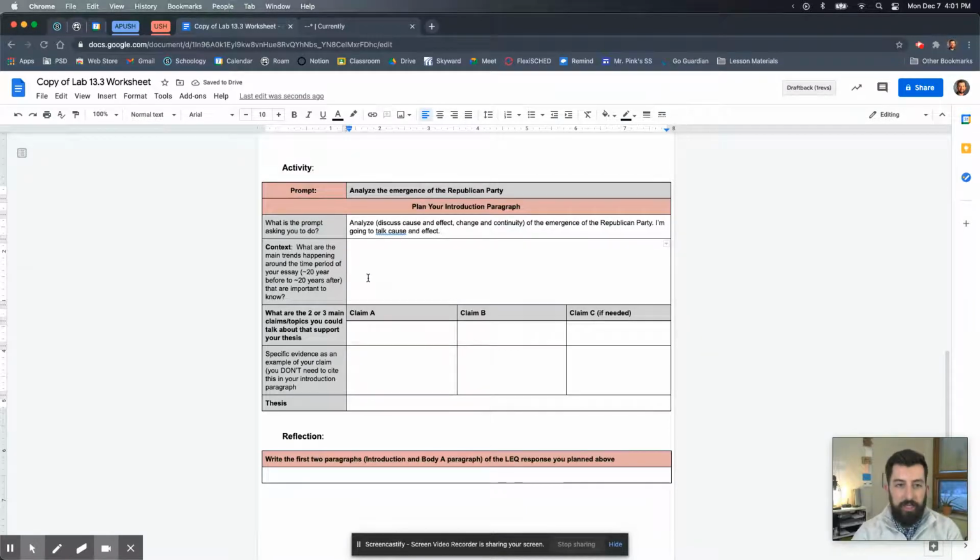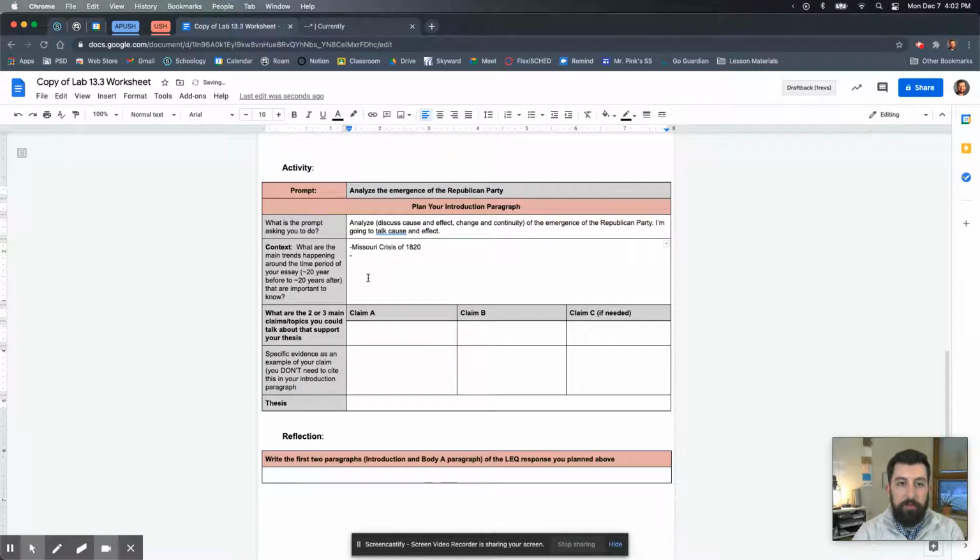So context, let's just bullet point some of this. What's happening at the same time that the Republican Party emerges? Well, I know the Republican Party was formed in 1854, which is during the series of crises in the 1850s. I know that the immediate cause, usually cited by historians, is the Kansas-Nebraska Act. So I'm going to bookend this and say that sectional tension really first got started with the Missouri Crisis of 1820. So I'm going to bookend it at the beginning of sectional crisis with that.